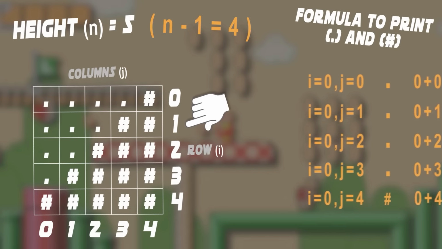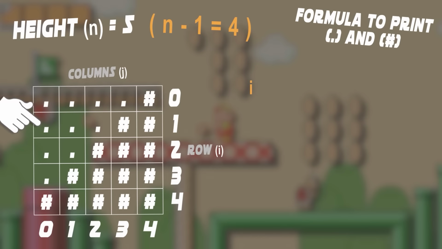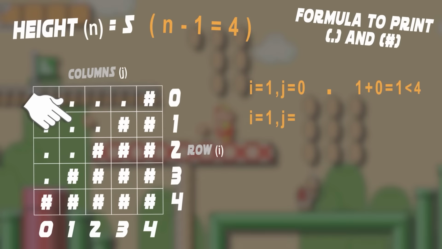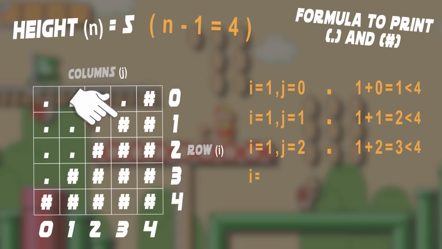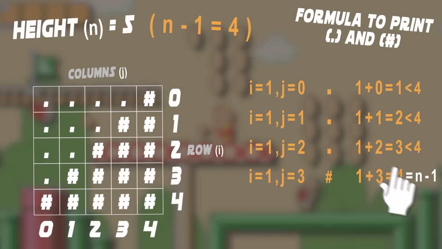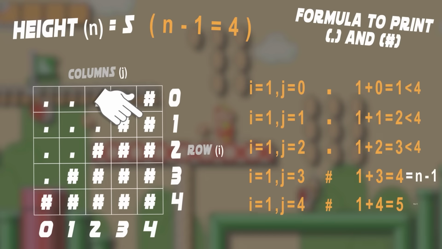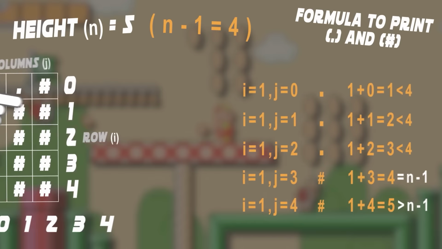Now let's see the second row. Now i is equal to 1. So i equals 1 and j equals 0, so i plus j is 1, and 1 is less than 4. Then i equals 1, j equals 1, we have 2, and 2 is less than 4. i equals 1, j equals 2, it's 3, and 3 is less than 4. And notice that when we have i equals 1 and j equals 3, the sum is 4. We have a hash. So this respects the formula that we noticed. And then when we have i equals 1 and j equals 4, the sum is 5, and we also have a hash. So we can start seeing that this might be our way to calculate when we're going to print out the dots and when we're going to print out the hashes, okay?